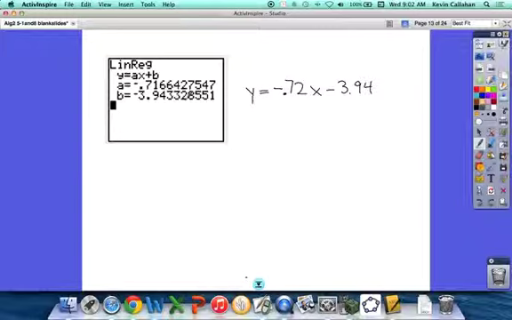If you get errors, one thing to notice, when you do the stat edit, if you don't have L1 and L2 there, then you got to get L1 and L2 there. Or, I mean, notice this. When you go stat calc 4, it tells you where it's drawing the data from. It says the X's are coming from L1 and the Y's are coming from L2. You can change that. If you put the data in L2 and L3, you just change it to say L2 and L3. But most of the time we just assume that it's in L1 and L2. That's why it was giving errors.